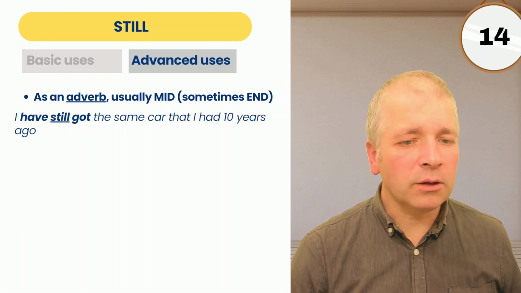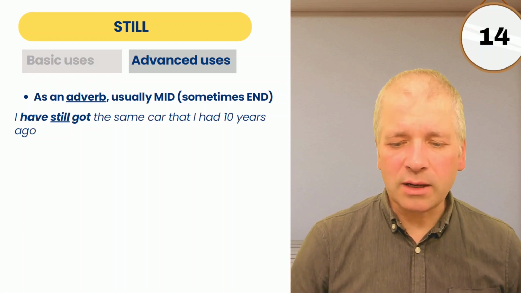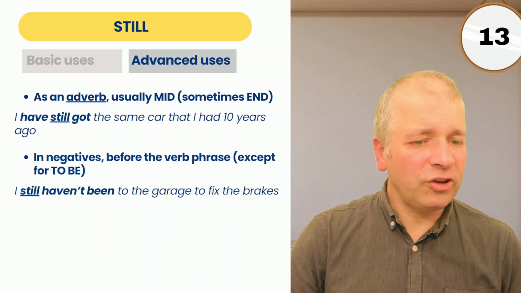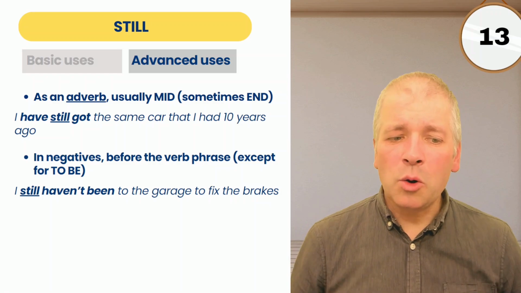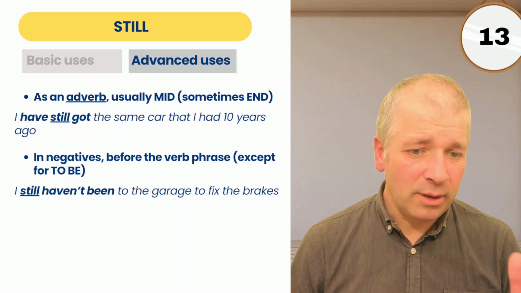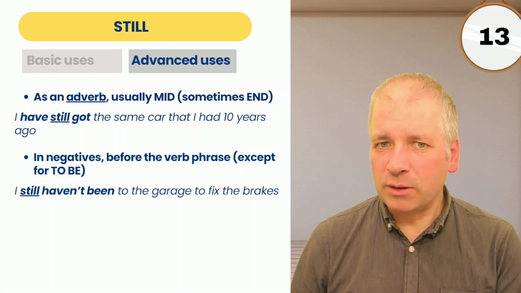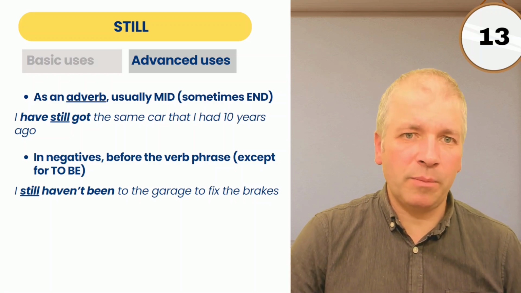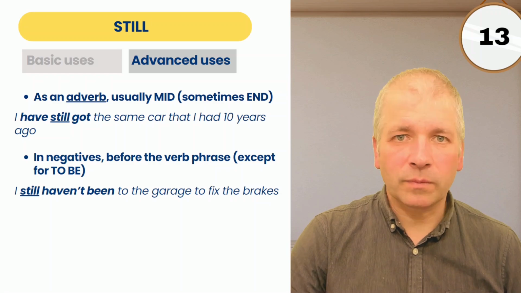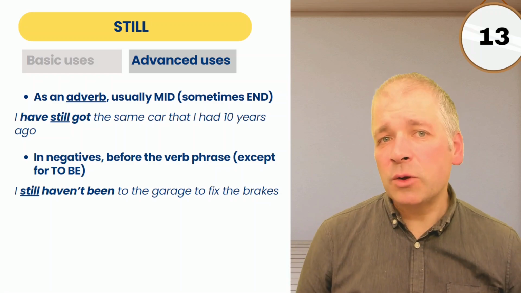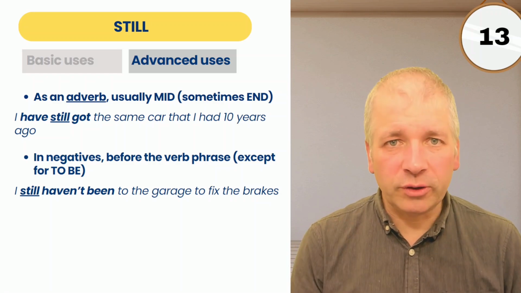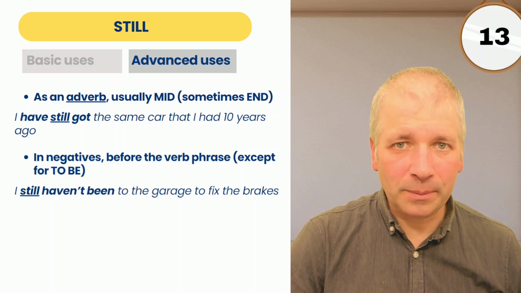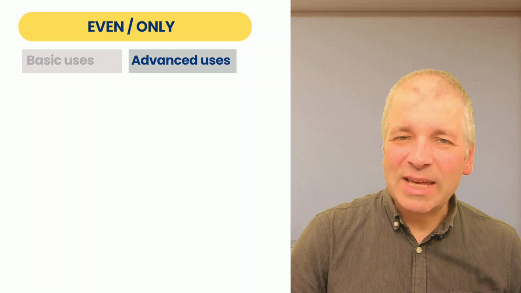I have still got the same car that I had 10 years ago. But with negatives, this can change. It would go before the verb phrase if it was a negative, except when using to be. I still haven't been to the garage to fix the brakes. And still can also be used as a conjunction, and in that case it would go at the front of the clause.